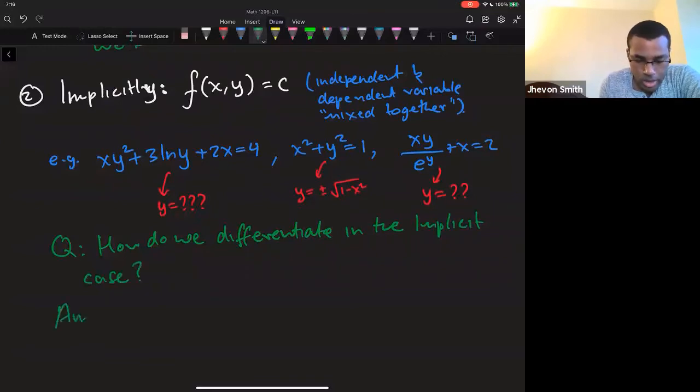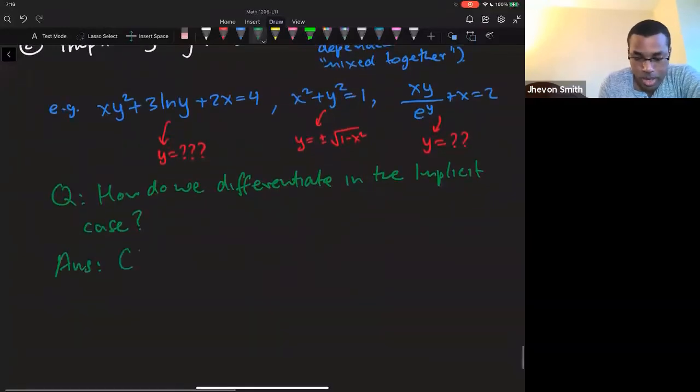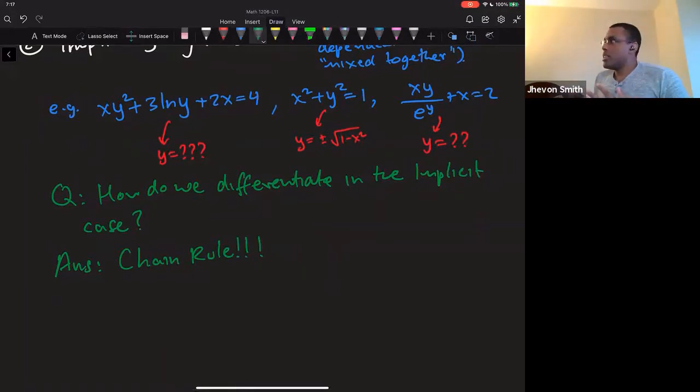And the answer is chain rule. See, the nice thing about the chain rule is the chain rule already knows how to deal with functions that are mixed together, right? So there's like an f of g of x. There's this g of x in there that's not just an x, it's not just the independent variable. It's already something mixed up. The independent variable is mixed up with other things. So it kind of knows how to deal with that already. It's a very important piece of machinery. I told you the chain rule is important. It helps us in a lot of cases.